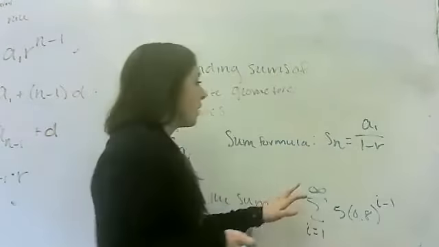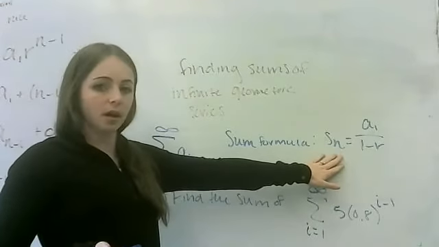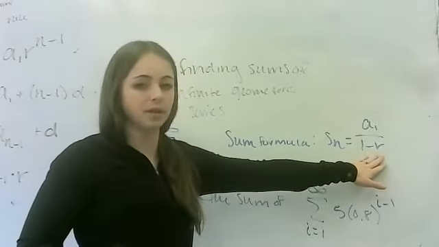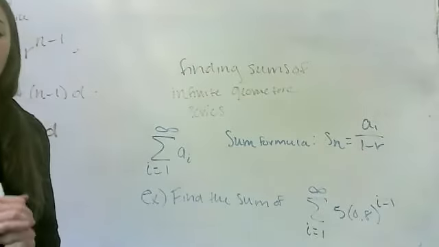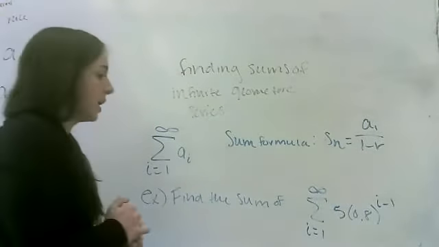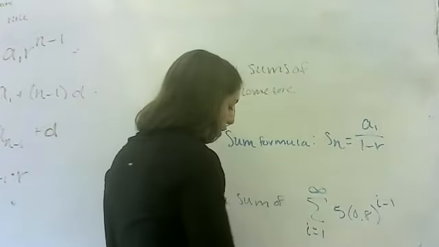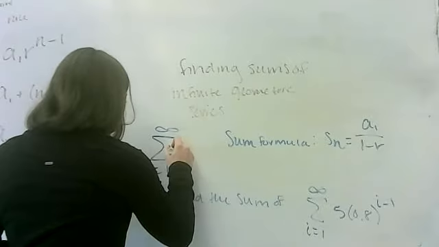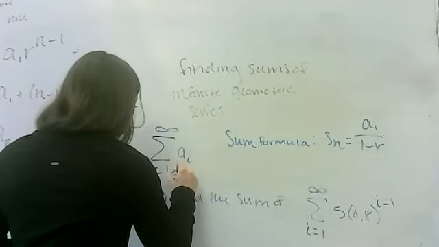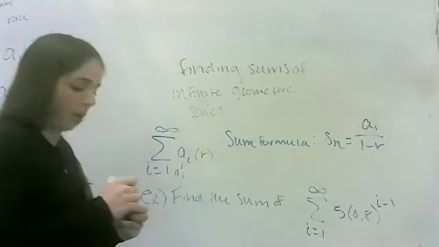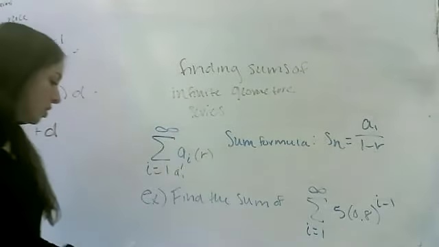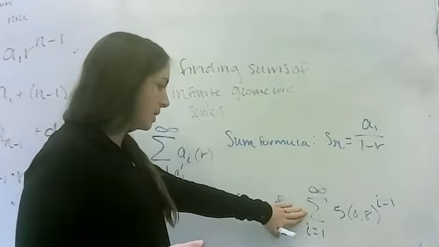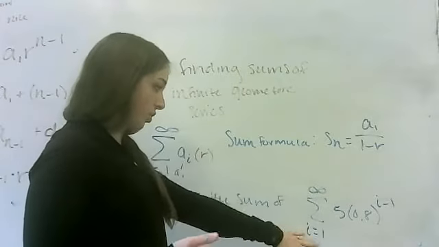So when we use the formula to find the sum, we take our first term divided by 1 minus our ratio, okay? And if you remember when we write these terms, it would be our first term times r. So in this case, whatever term is right here would be our A1, and then right here would be our R, okay?